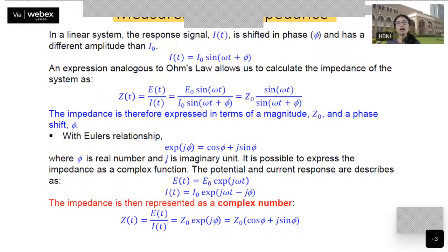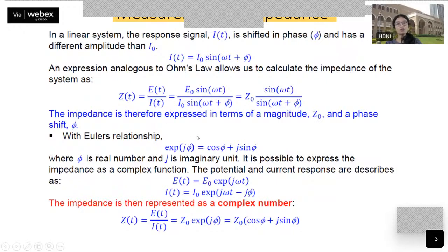And then you have this particular expression: Z(t) is nothing but Z0, which is the impedance at time zero, when you have not applied the perturbation, with sin(ωt) divided by sin(ωt plus your phase shift). So this is one way of expressing your impedance.